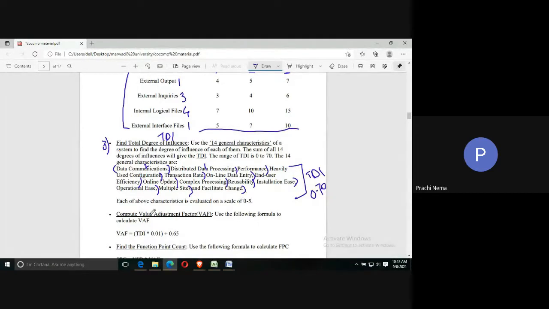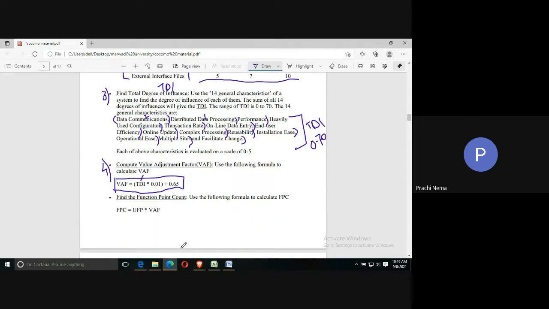Okay, so this was your third step. Then in the fourth step, we need to calculate VAF, that is value adjustment factor. The formula used is TDI, which we calculated in step 3, multiplied by 0.01, plus 0.65. So simply put the value here and you calculate VAF, nothing more than that.